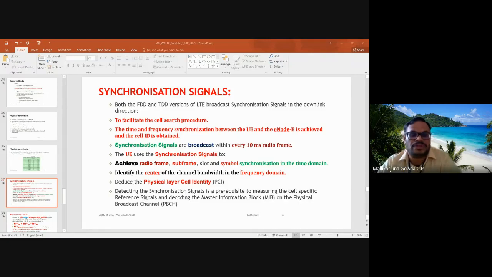The synchronization signal will also be able to identify the center of the channel bandwidth in the frequency domain. So in the time domain, what it does, and in the frequency domain, what it does, I said.